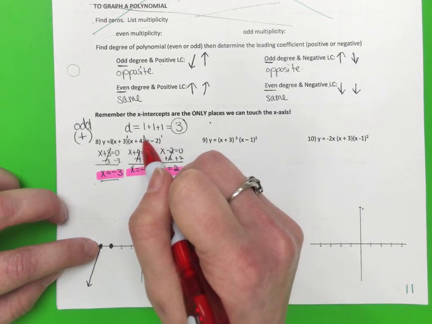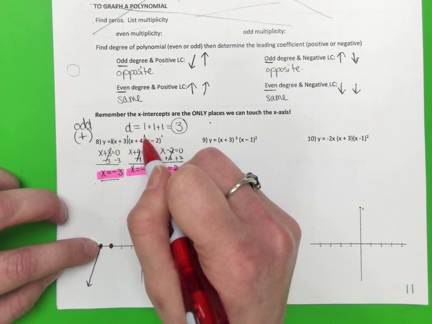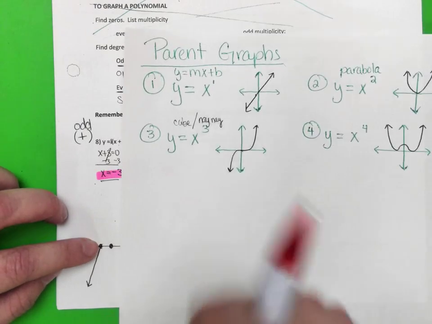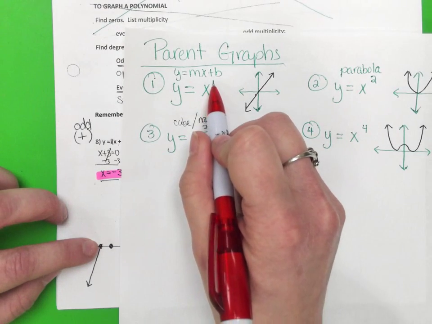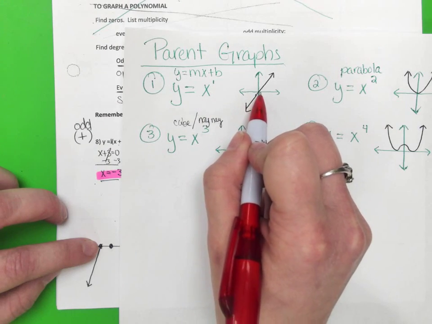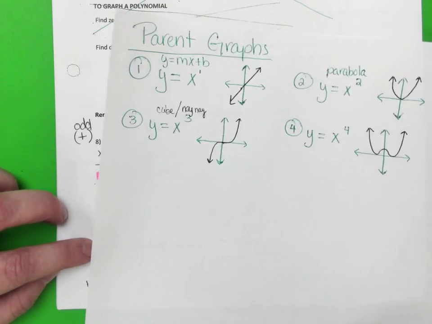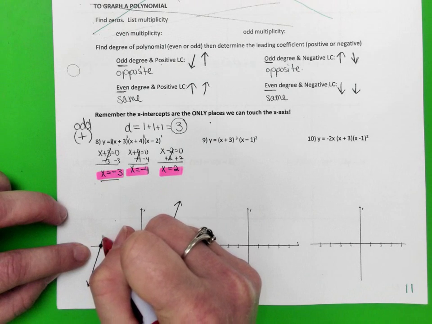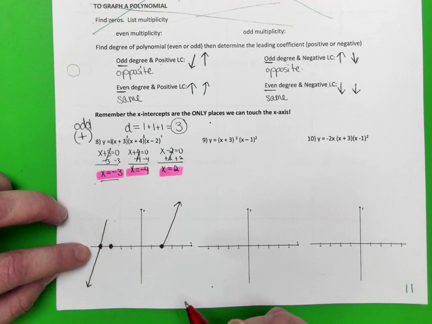Well, let's look at the exponent. The exponent is a 1. And look back at this picture of these graphs. What kind of picture has an exponent of 1? And that's a straight line, okay? So from here, we're just going to continue this up and make a straight line for that one.